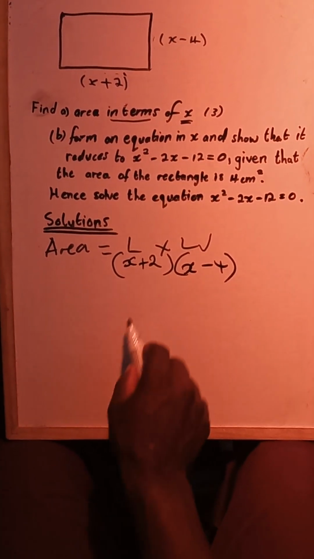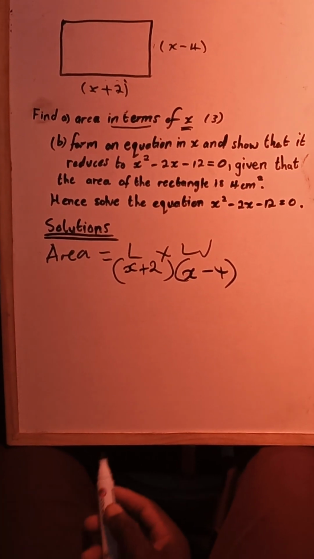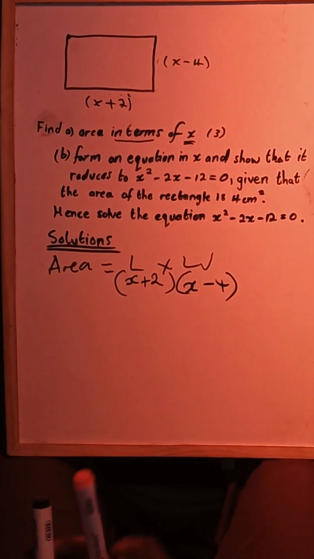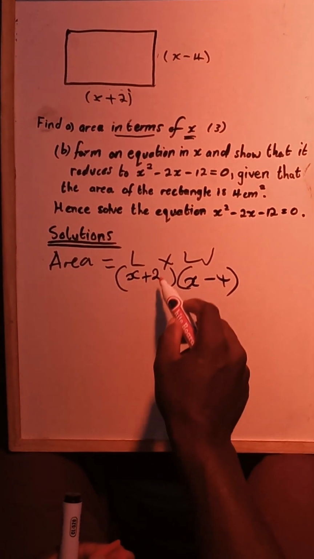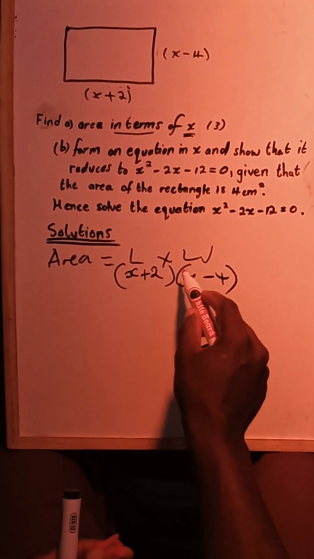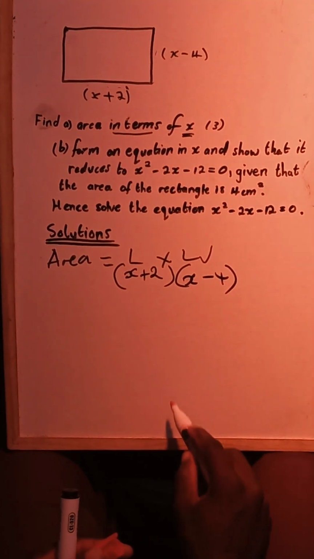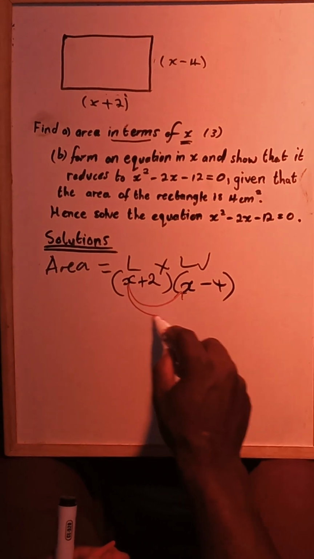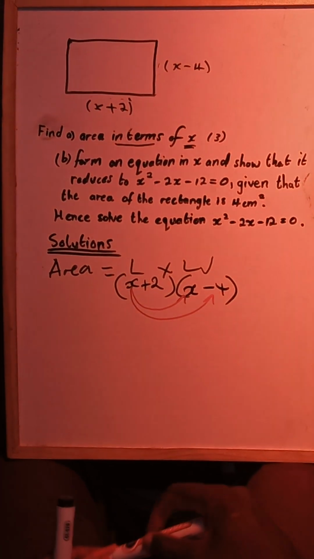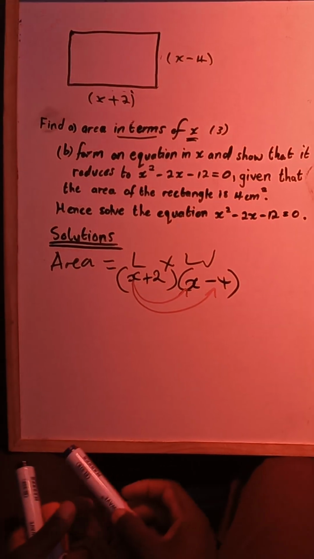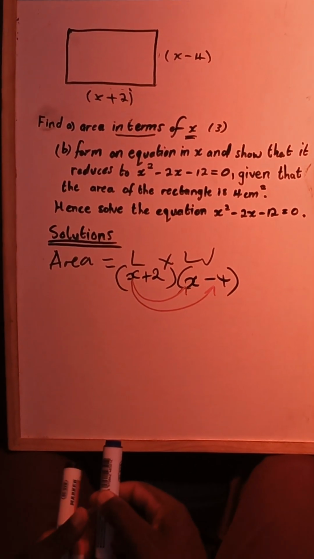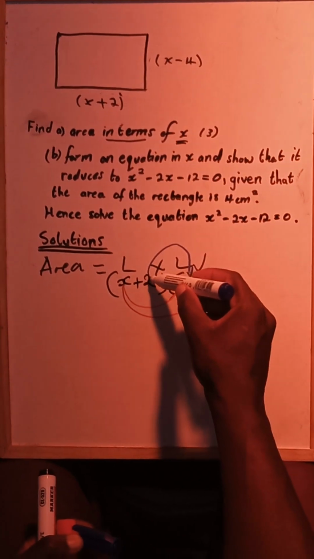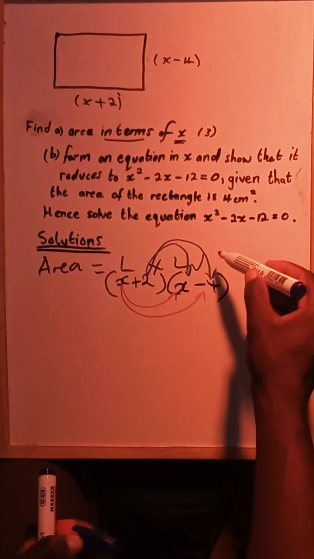So what does this mean? Usually I say everything in the first bracket must multiply every member in the second bracket. So to start with x, like this, like this. Then let us go to 2, goes like this, goes like this.